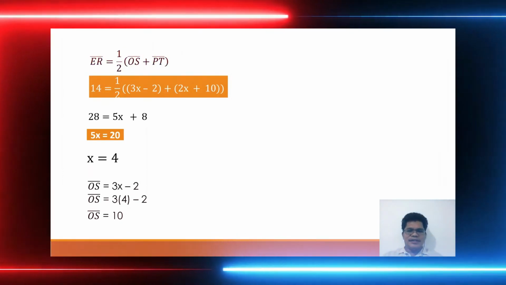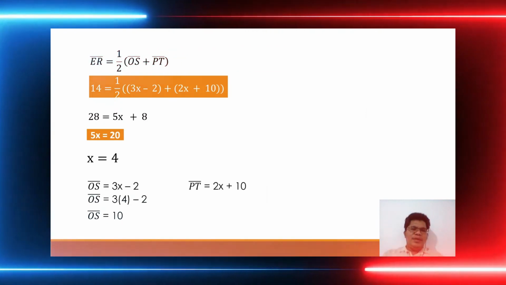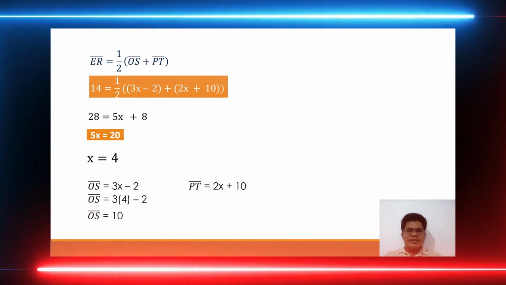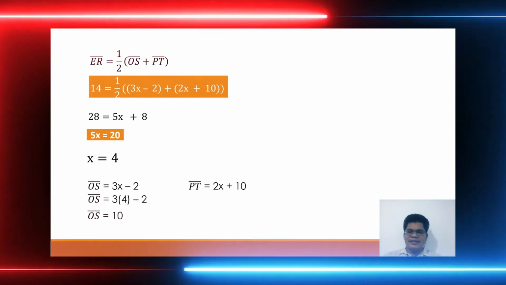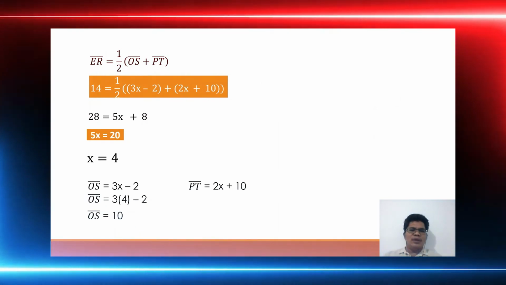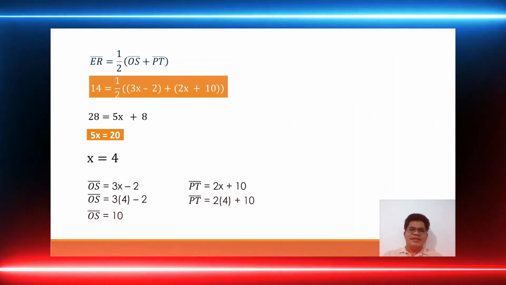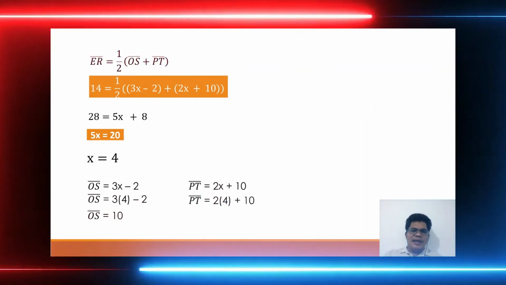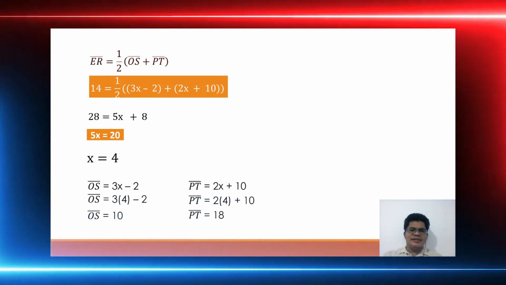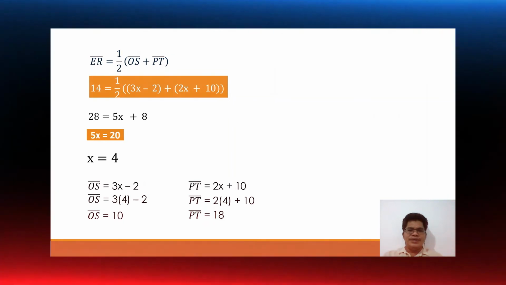Then how about side PT or base PT? The measurement of side PT equals 2x plus 10. Again, we're going to use 4 as the value of x. So it becomes 2 times the quantity of 4 plus 10. And then simplify. So it becomes now 2 times 4 equals 8 plus 10. So the answer is 18. Any question about example number 3?